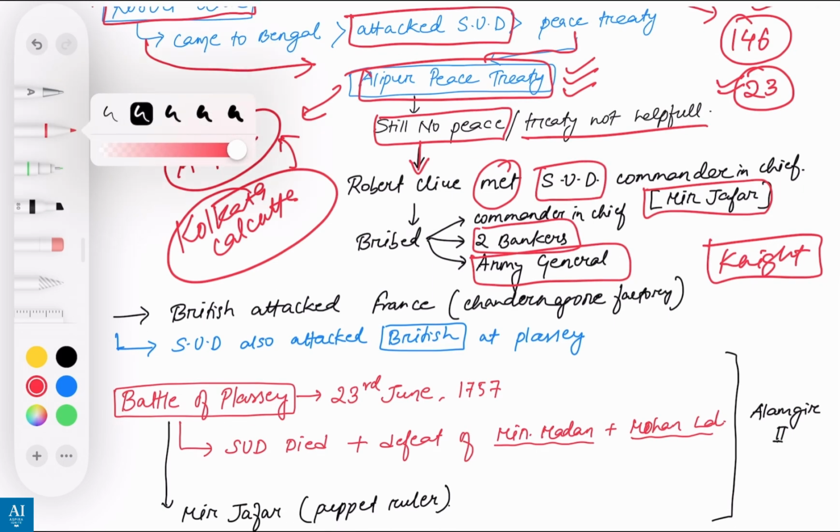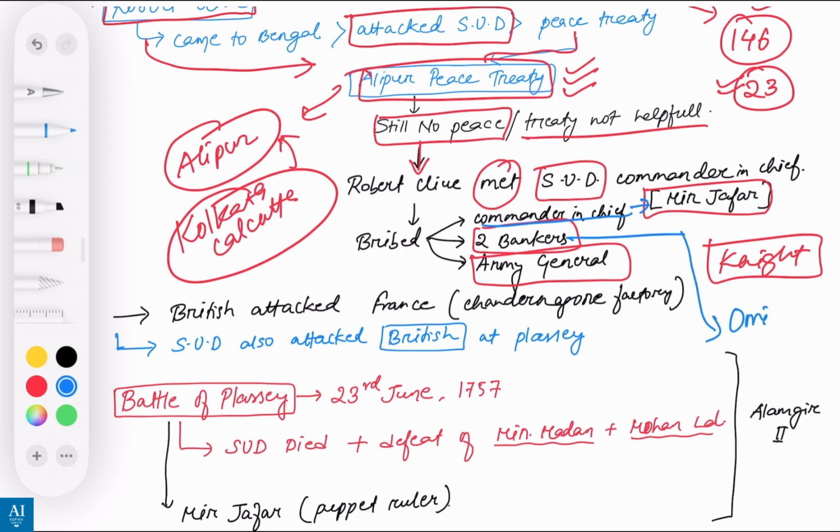So these names are important for the exam. Mir Jafar was the commander-in-chief, Mir Jafar, and two bankers. I'm writing their names here: Omichand and Jagat Seth. And one army general, that is Rai Durlabh. So Robert Clive bribed these four generals of Sirajuddaulah.